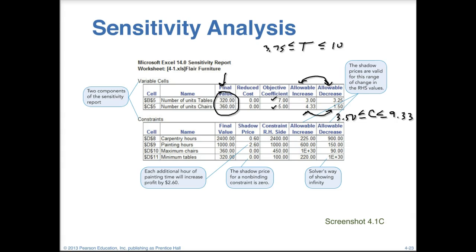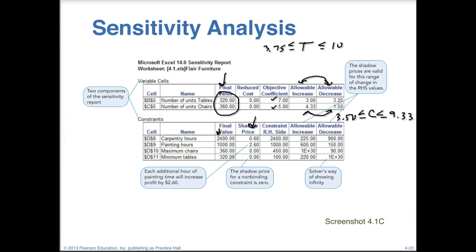Now, we also see down here with our constraints, you see the shadow price. Of course, we talked about that. So here are our original constraint values. Our shadow price just tells us if we wanted to change our amount of carpentry hours, or painting hours, or the amount of chairs or tables by 1 unit, how much would that increase or decrease our profit?